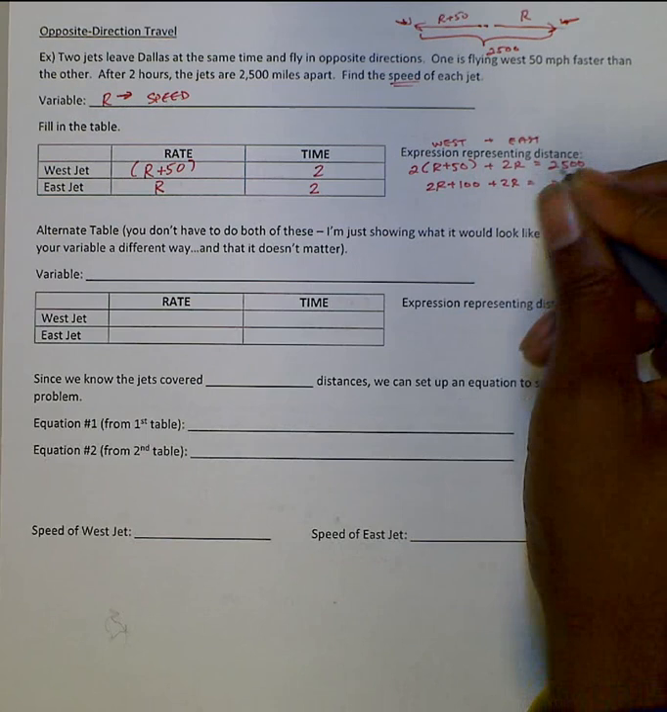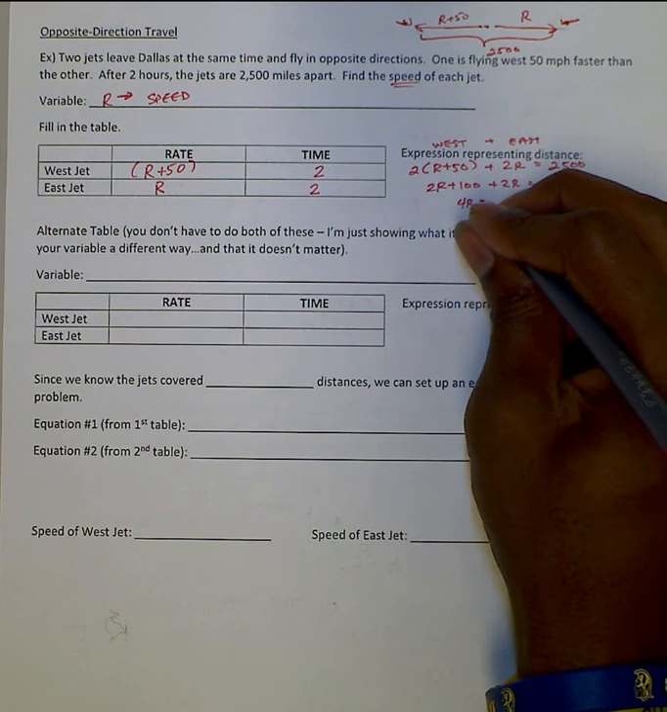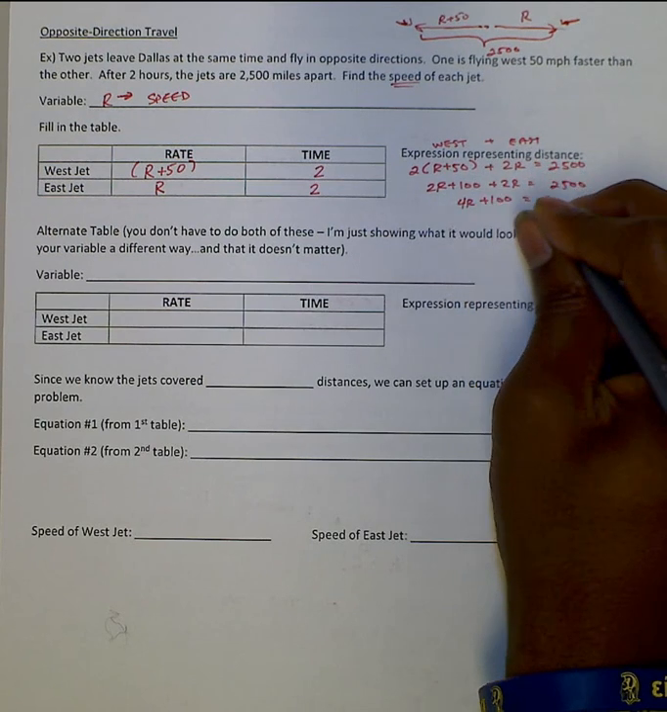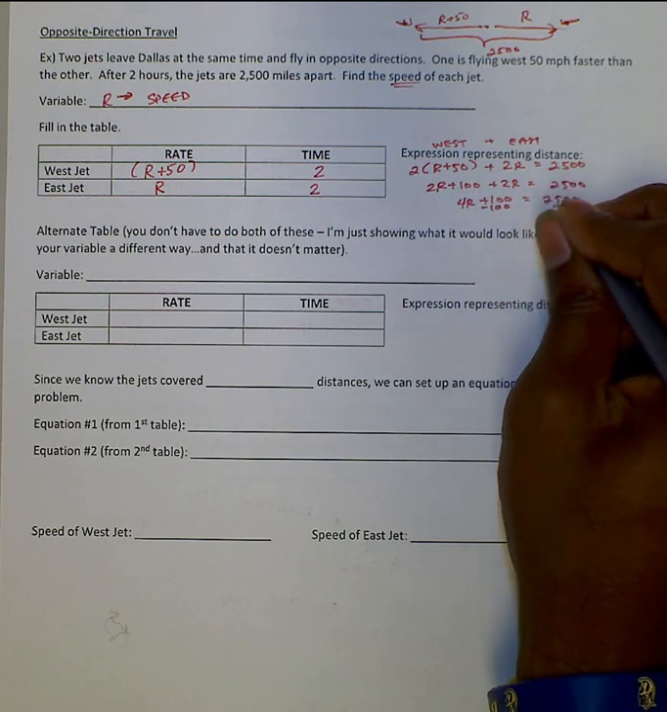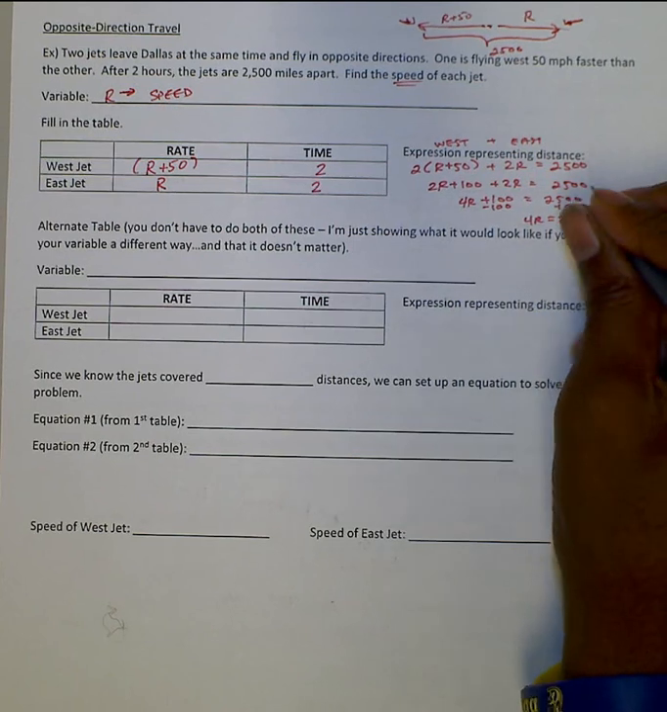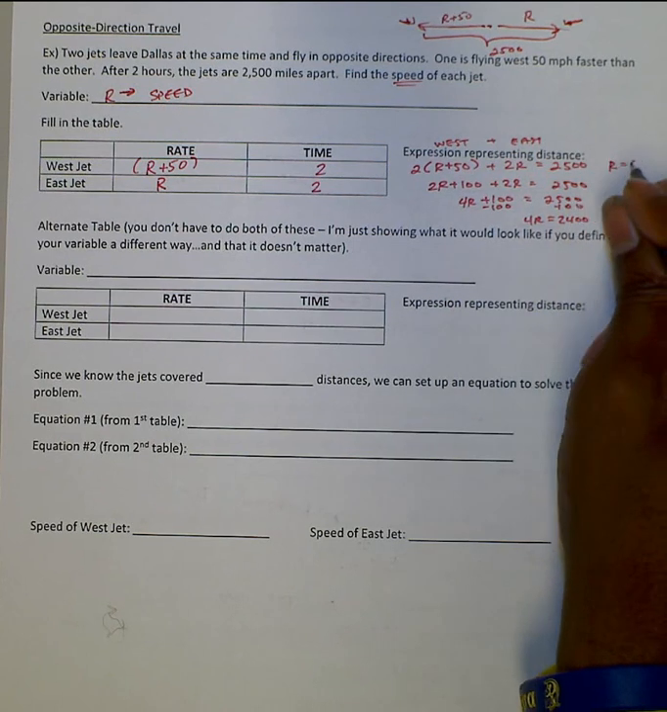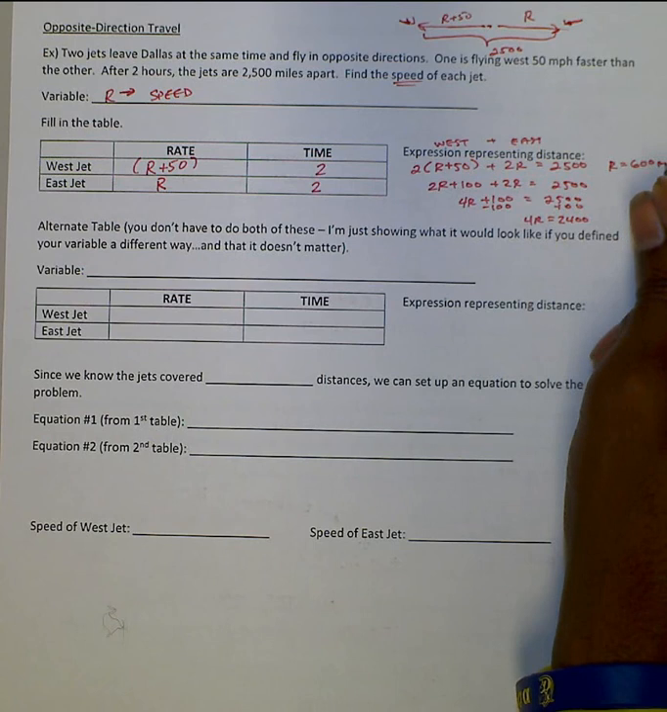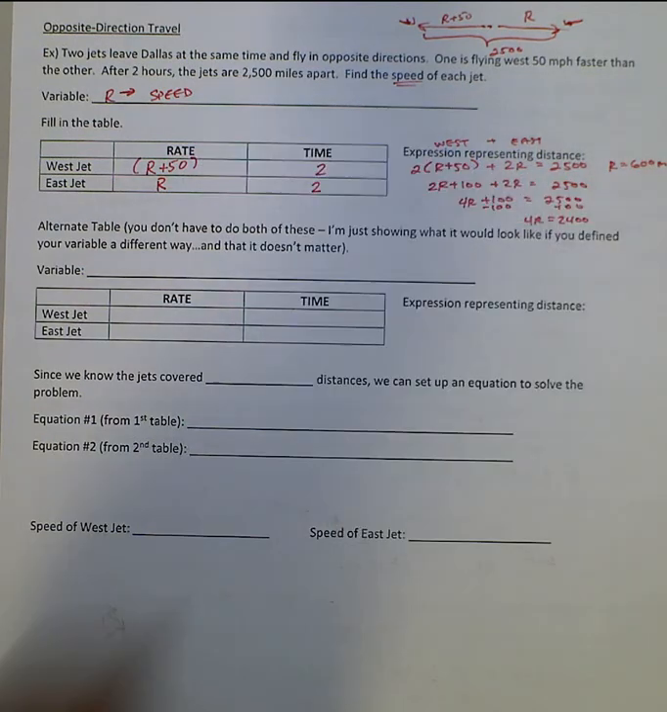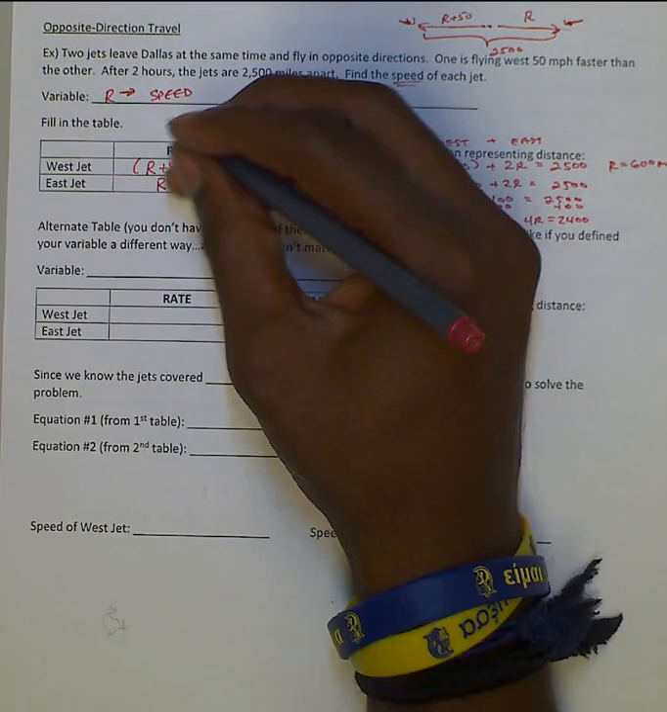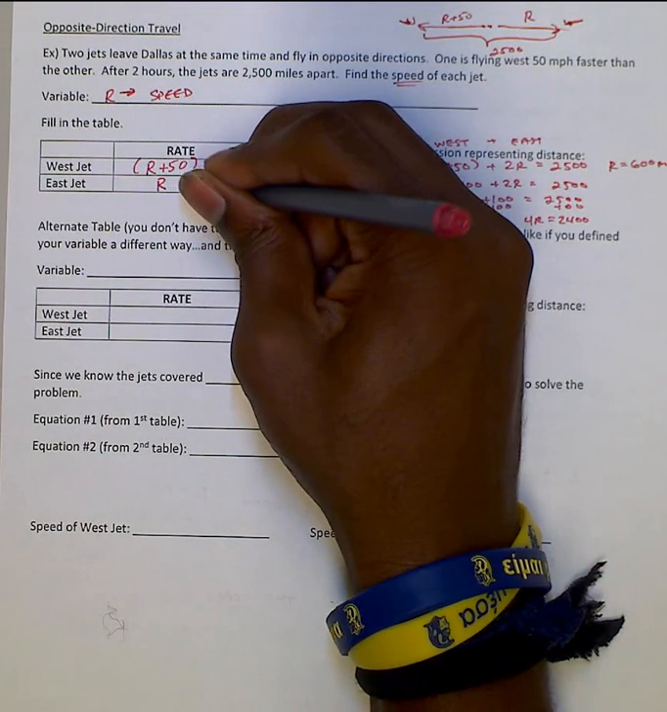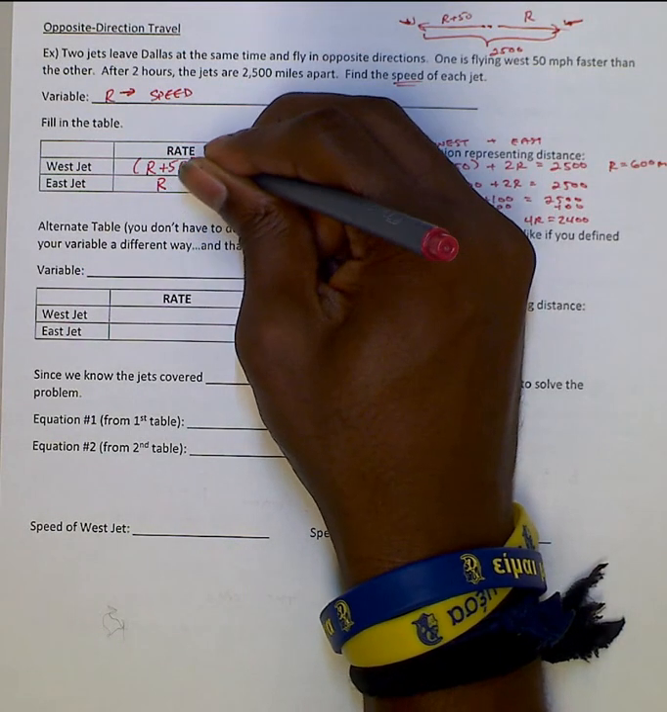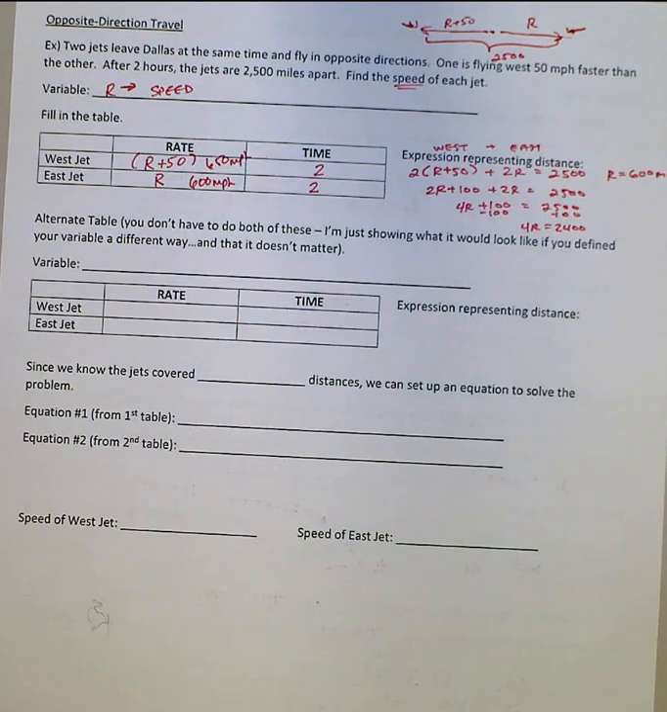That'll give us 4r plus 100 equals 2,500. Subtract 100 from both sides. 4r equals 2,400, and that will be r is 600 miles per hour. So now I can find the rates that both of them are going. The one going east is 600 miles per hour. The one going west will be 650 miles per hour.